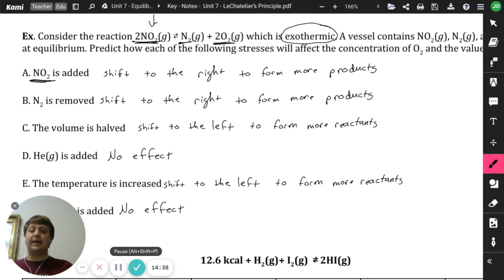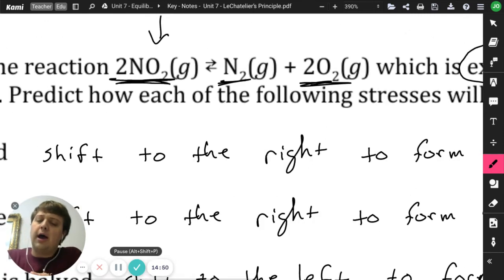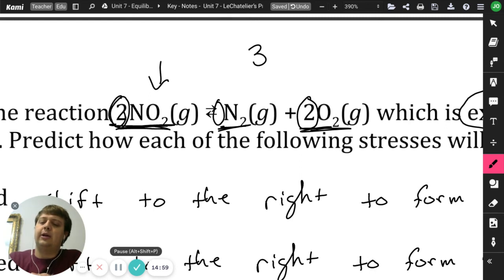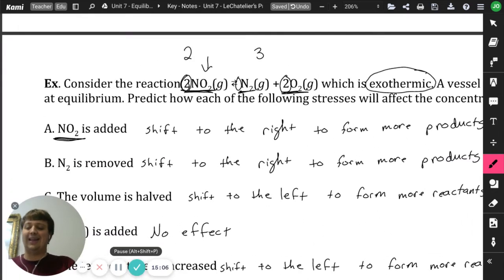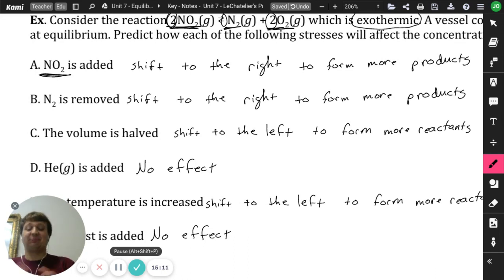Well, when I increase my pressure, I know that there's going to be a shift to the side with fewer gas particles. So how do I know how many I have? On my reactant side, I've got 2 particles. On my product side, I've got 2 here and 1 here. So I have 3 over here and 2 over here. So I'm going to shift to the side with fewer, which means I'm going to shift to my left to form some more reactants. All right.